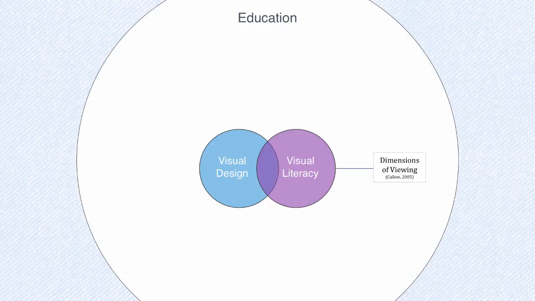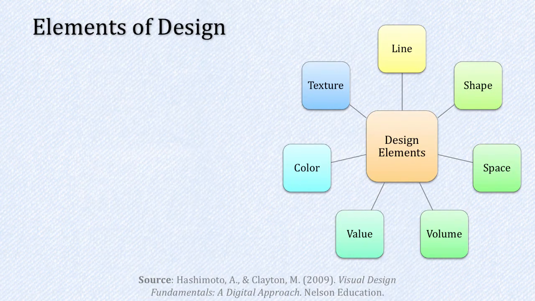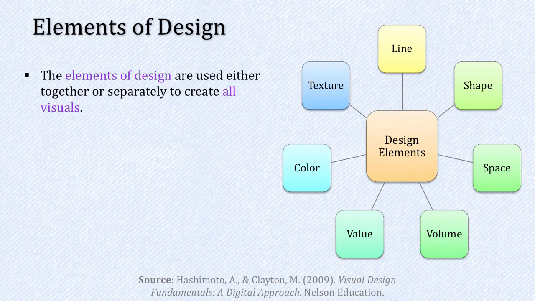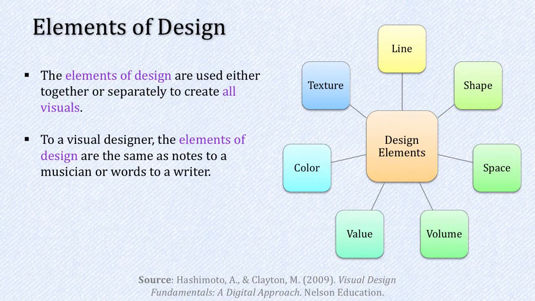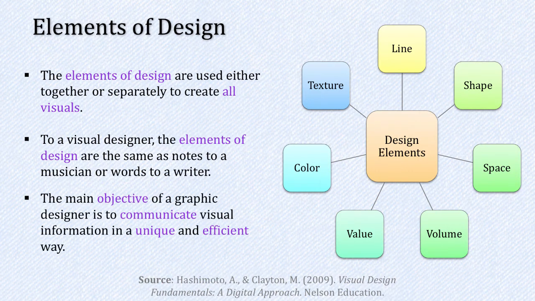Now, we didn't just read Callow. We also read Hashimoto's first chapter on design elements. In this reading, we learned about the building blocks of visual design. We learned that anything visual is made of these various elements of design. Interestingly, Hashimoto compares elements of design to the notes of a musician or the words of a writer. He also reinforces the idea that the main objective of a graphic designer is to communicate visual information in a unique and efficient way. This should remind us that design, the activity, is always done with intention.